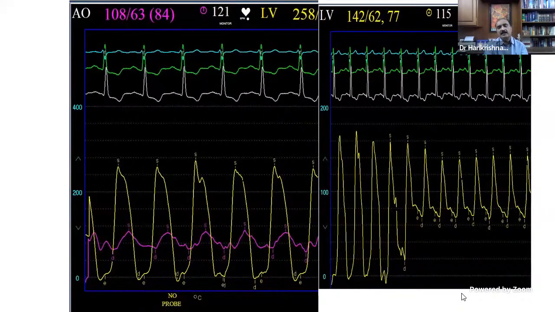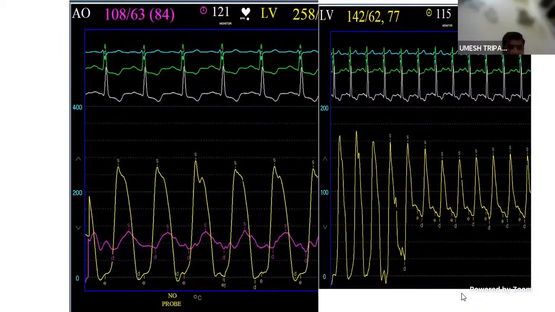So this is another tracing. The second tracing shows an intervention had been done in the same patient. So can you discuss this? This is a simultaneous pressure tracing of left ventricle and aorta. The LV peak systolic pressure is 258 and aorta is 108, showing a gradient of around 140.